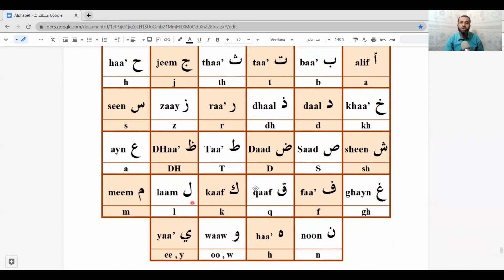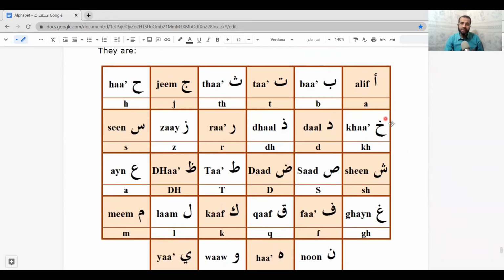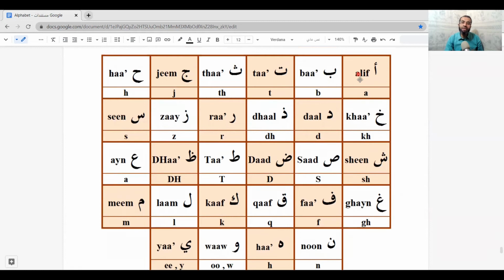So I want you to repeat these letters until you memorize them in this order. When we learned them, we didn't learn them in order. But now it's time for you to memorize them in order.